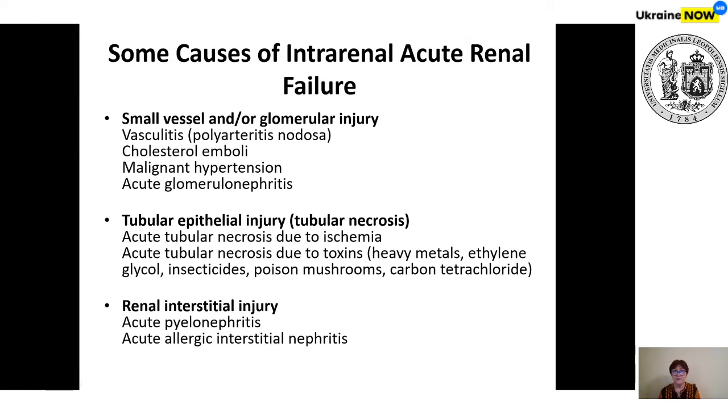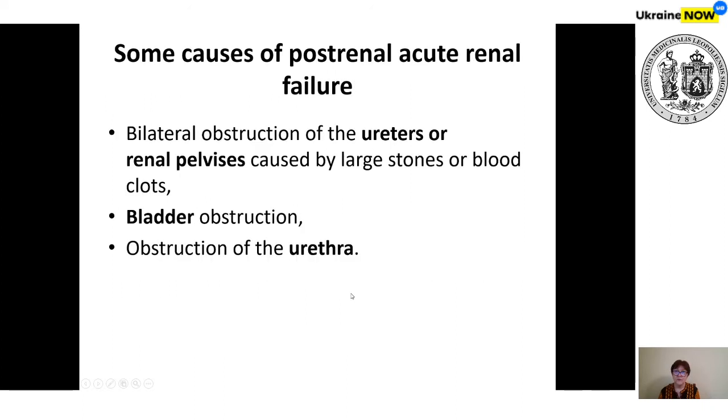Infrarenal or renal acute renal failure main causes are small vessel and glomerular injury, tubular epithelial injury, and renal interstitial injury. And post-renal acute renal failure may be due to bilateral obstruction of the ureters or renal pelvises caused by large stones or blood clots, bladder obstruction, or obstruction of the urethra.